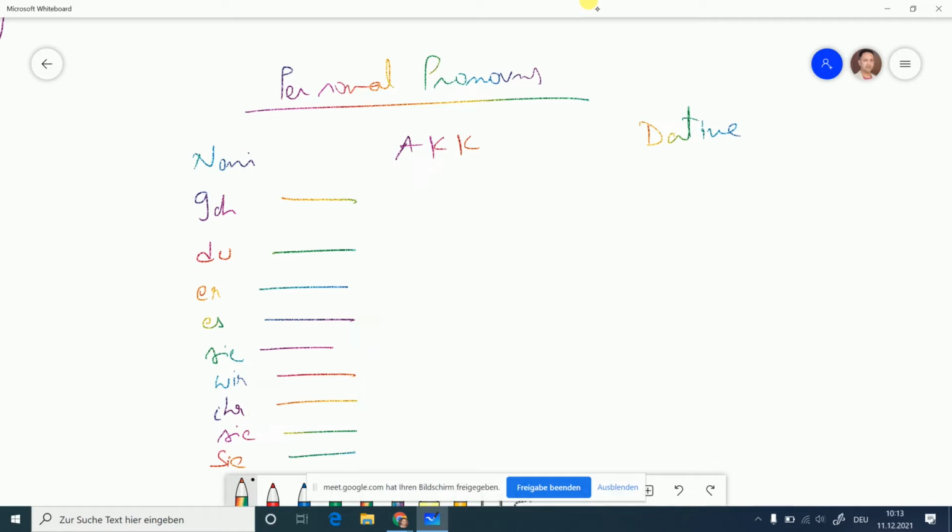So in case if I were to use it in accusative case, so ich will convert to mich. Du will convert to dich. Er will convert to ihn. Es will be the same. Sie will also remain the same. Now wir will convert to uns.